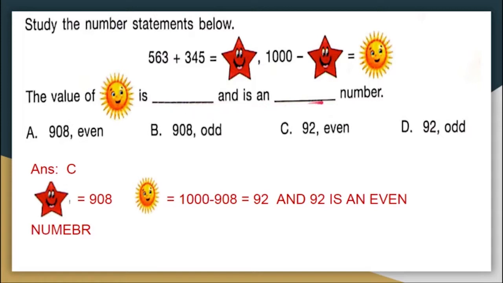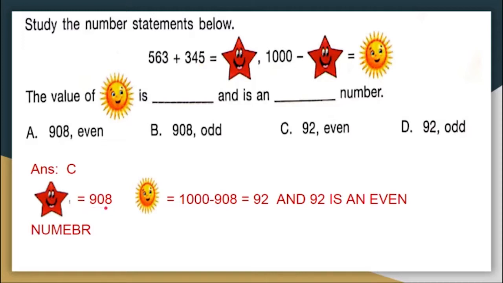It is given that the value of star is equal to 563 plus 345. So find out the value of star first. Add these two numbers. Find out the sum of 563 and 345. What will be the answer that you get? The answer that you get is 908. So the value of star is equal to 908.